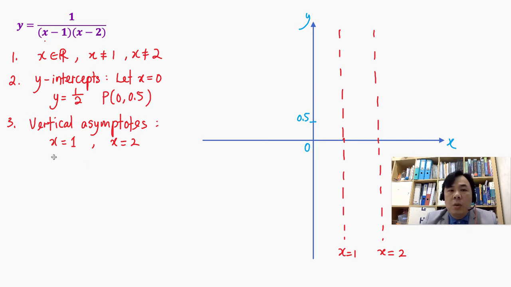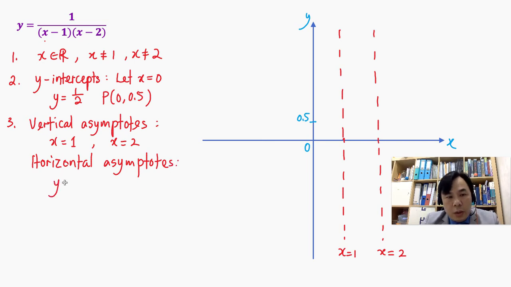Okay, next we're going to go for our horizontal asymptote. Now you will notice that for all the examples that we have attempted so far, where the numerator is smaller than the denominator, the horizontal asymptote, here I make it easier for some of you, is always y equals 0. Okay, you can test it out using the same criteria that we did previously.